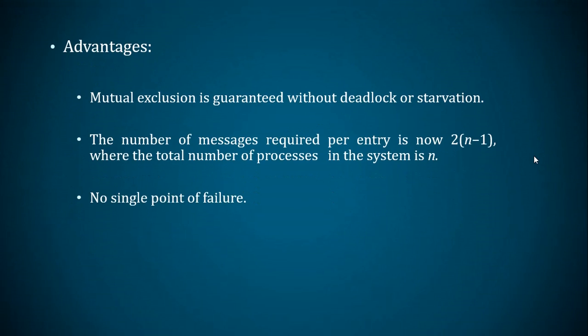Now let us discuss the advantages of distributed algorithm. So first one is mutual exclusion is guaranteed without deadlock or starvation. Second one, in this algorithm, the number of messages required per entry is 2 into (n minus 1), where n is the number of processes in the system. In this algorithm, there is no single point of failure as we have seen in the centralized algorithm.